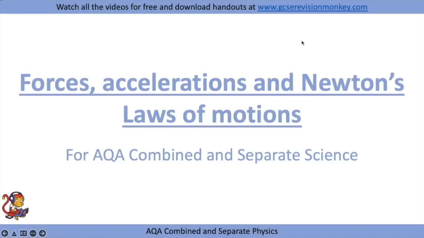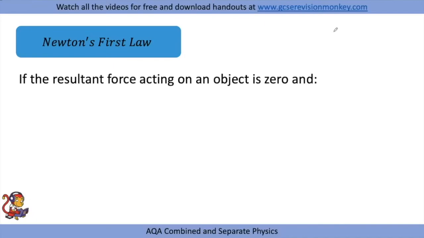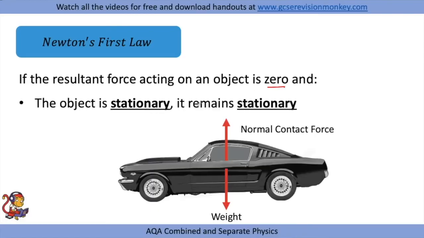Forces, accelerations, and Newton's laws of motion. Let's have a look at Newton's first law. This is all to do with the resultant forces acting on an object. And the first part of it says that if the resultant force acting on an object is 0, and the object is stationary, then it remains stationary. So for this vehicle here, you've got the weight acting downwards, a normal contact force acting upwards. There's no air resistance or thrust here, so these two forces are balanced. The object is stationary, and there's no resultant force, which means it's just going to stay stationary.